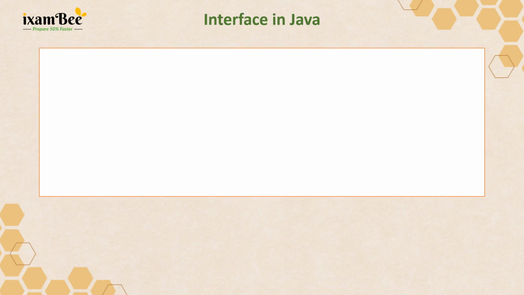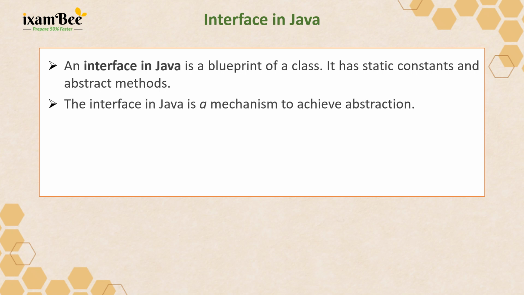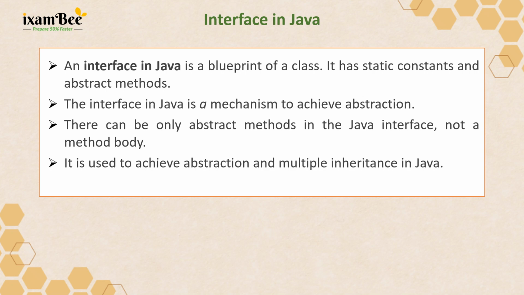Let us now look into what are interfaces in Java. An interface in Java is a blueprint of a class. It has static constants and abstract methods. The interface in Java is a mechanism to achieve abstraction. There can only be abstract methods in the Java interface, not a method body, which means that all functions or methods that we declare in an interface will be having no body at all. It is used to achieve abstraction and multiple inheritance in Java.